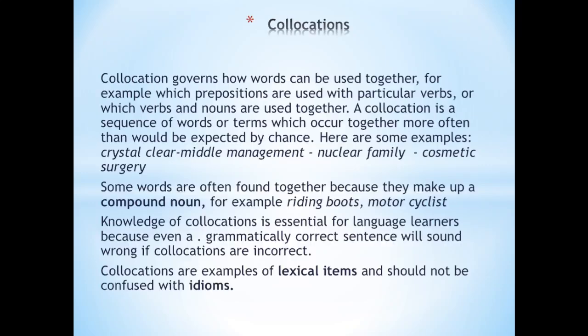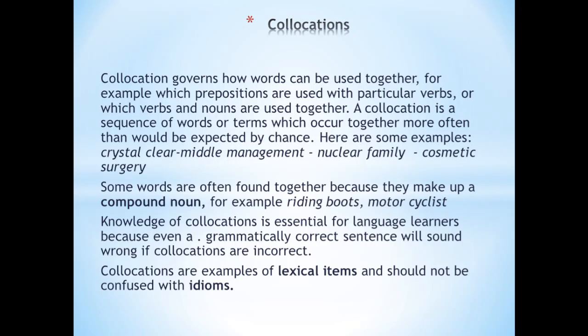And collocations. Collocation governs how words can be used together. For example, which prepositions are used with particular verbs, or which verbs and nouns are used together. A collocation is a sequence of words or terms which occur together more often than would be expected by chance. Here are some examples. Crystal clear, middle management, nuclear family, cosmetic surgery. Some words are often found together because they make up a compound noun. For example, riding boots, motorcyclist.